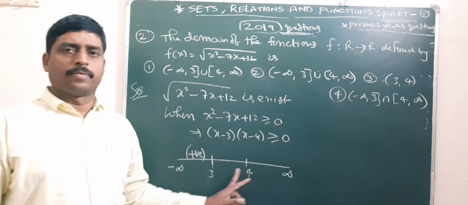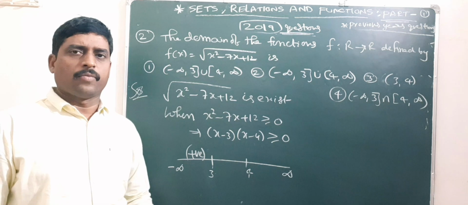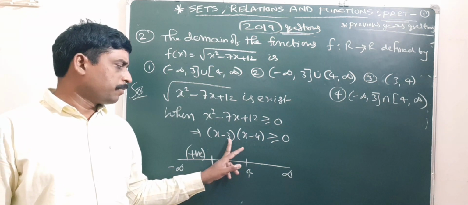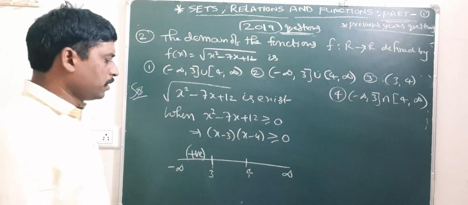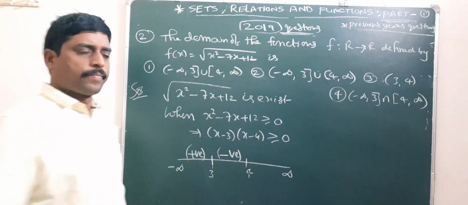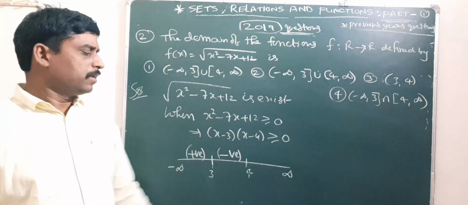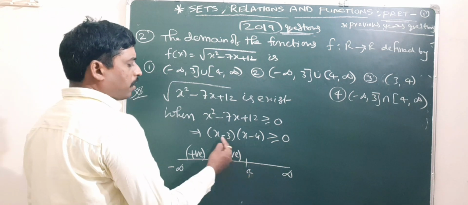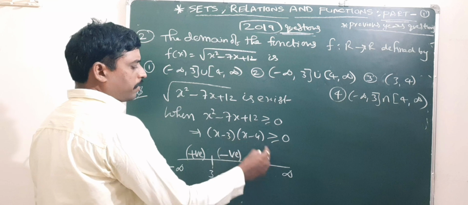And 3 to 4. Between 3 to 4, let us take any number, 3.5. So 3.5 minus 3 positive, 3.5 minus 4 negative. Positive into negative. In between 3, 4, this value is negative. And 4 to infinity. Let us take any number in this interval, 5. So 5 minus 3 positive, 5 minus 4 positive. Positive into positive, positive.